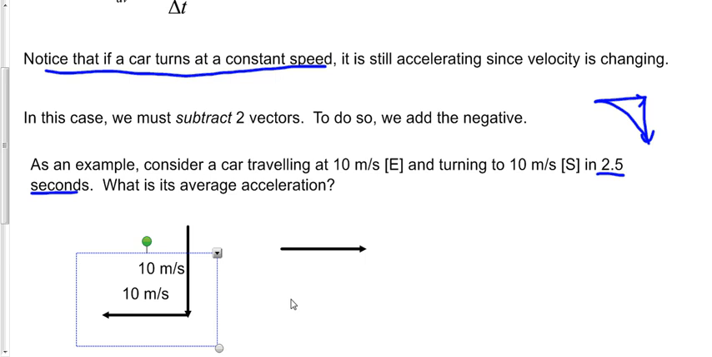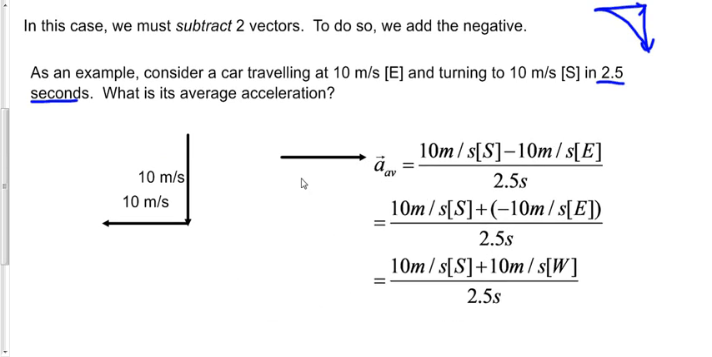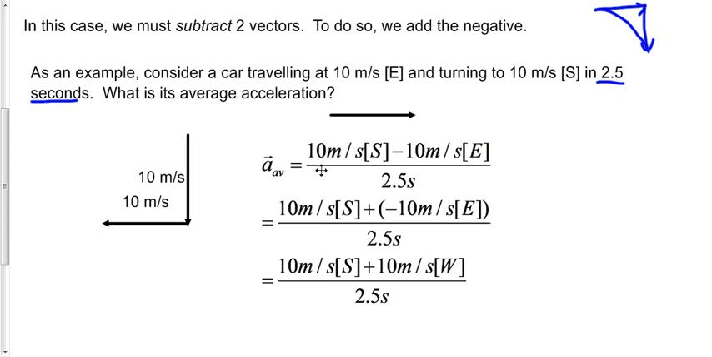Add these two vectors together. Hopefully, again, you can see that's pretty easy. So I've summarized it here for you. This is what we've done. We said the acceleration is 10 meters a second south, take away 10 meters a second east, which is really adding negative 10 meters a second east, or adding 10 meters a second west.